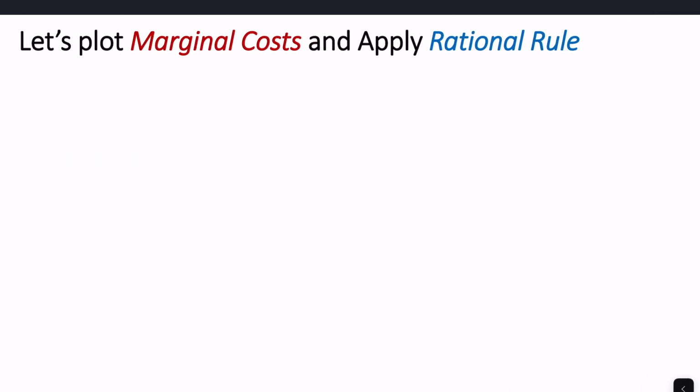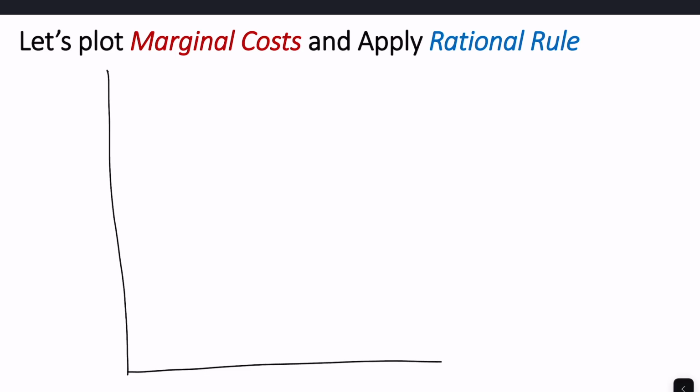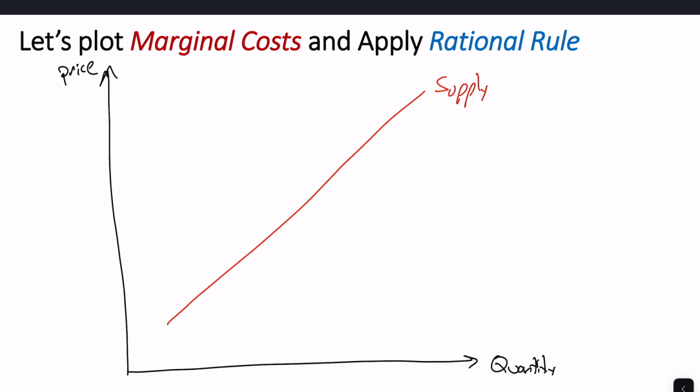So to walk you through this, I'll show you on a graph. So we have price on the y-axis and quantity on the x-axis. And we have our supply curve, which is really our marginal cost curve. So for right now, I want you to think of this as just the marginal cost curve. I'm going to come back and show you that the supply curve that at the beginning of this unit is being derived from the rational rule that suppliers will follow.